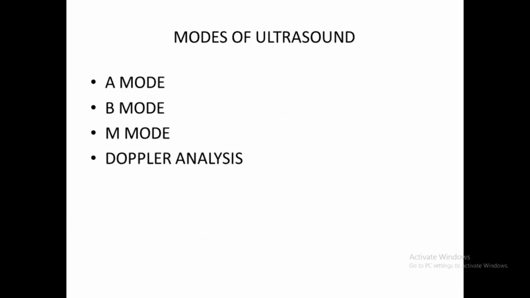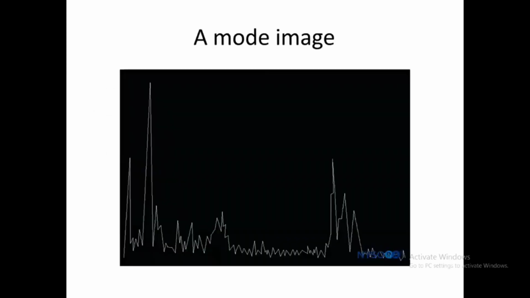First, A mode. A mode is nothing but an amplitude mode, and it is a very basic mode. It was created at the starting range of ultrasound. A mode has two axes, x and y axis. When the sound waves travel, the depth, how far the sound waves go, and the amplitude increases. There is a peak-to-peak measurement. I'll show you an A mode image so that you can understand.